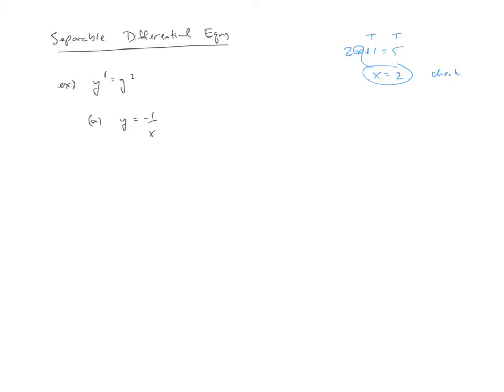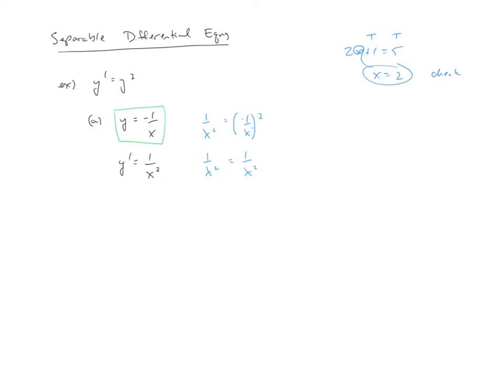I'm going to plug my y value in right there, but I also need a y prime on this side. So if I take my y prime, which I know is going to be a positive 1 over x squared, and then substitute accordingly, I'm going to take my y prime right here and my y right here. This is now going to give me 1 over x squared equals negative 1 over x, quantity squared. And when I simplify this, it does in fact equal the same thing. Therefore, this function is a solution of the given differential equation.